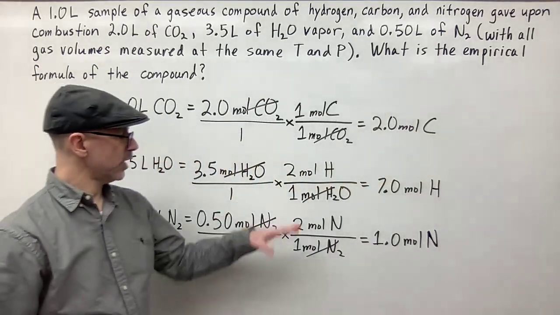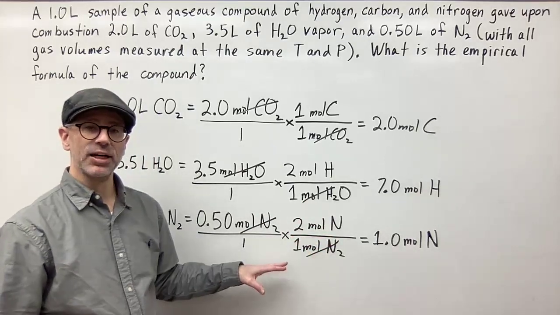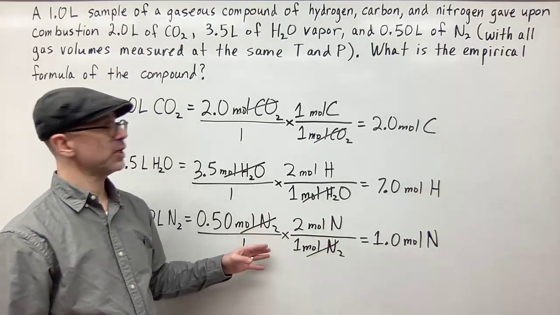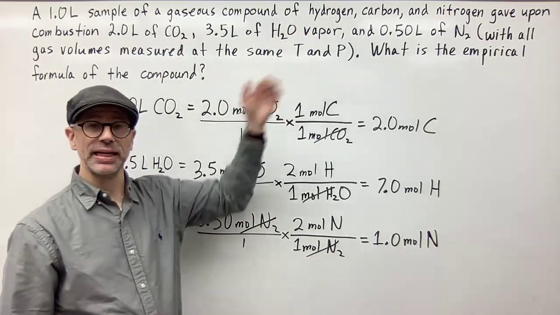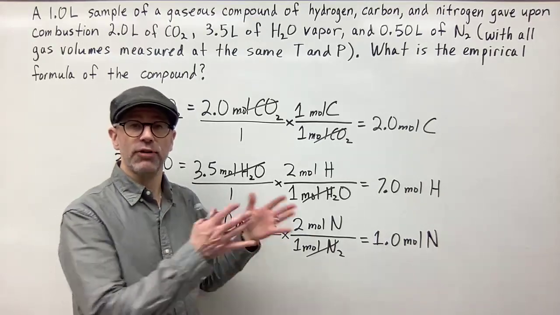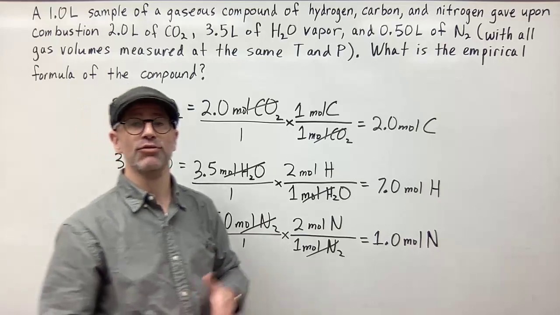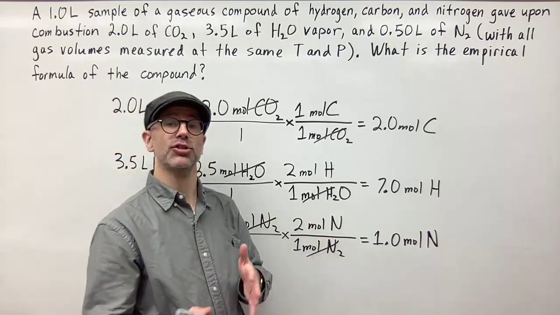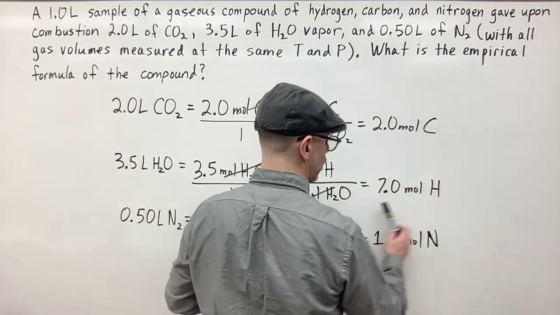And again, just to clarify, the reason that I am converting this to atoms and not keeping it in the molecules is because my original sample has atoms in it, not molecules in it. So it's a certain number of moles of hydrogen atoms, a certain number of carbon atoms, and a certain number of nitrogen atoms, not nitrogen molecules. Okay, now I have the moles here.